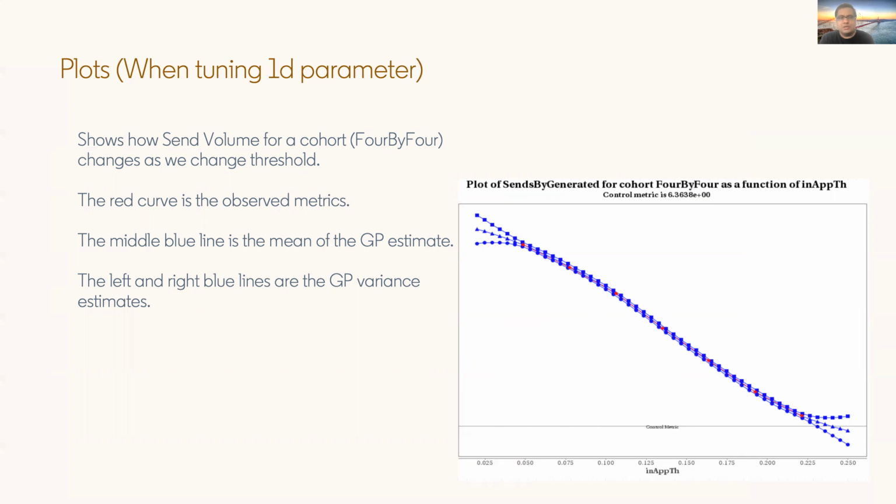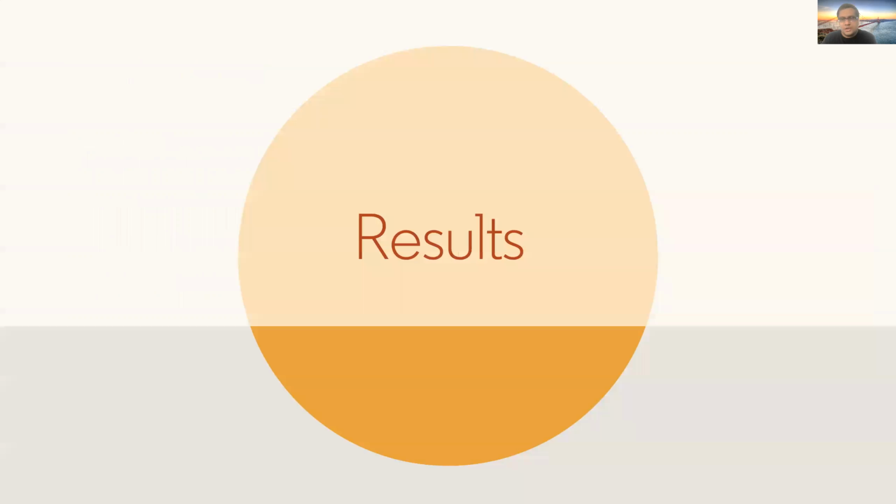So the red curve is the true observed metrics. It's pure data that we observe. And then there are three blue lines. The middle blue line is basically the mean of the Gaussian process estimates, and the surrounding two lines are basically the Gaussian process variance. As you can see, the metric generated has a very low variance. And we are using JFreeChart here, which is an open source tool, to look at these visualizations. Let's discuss some of the results.